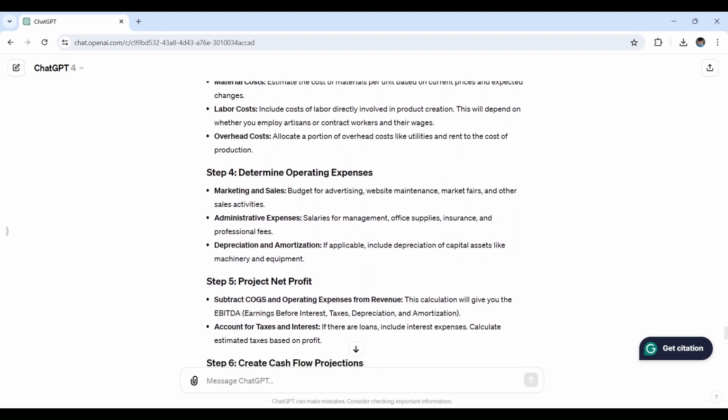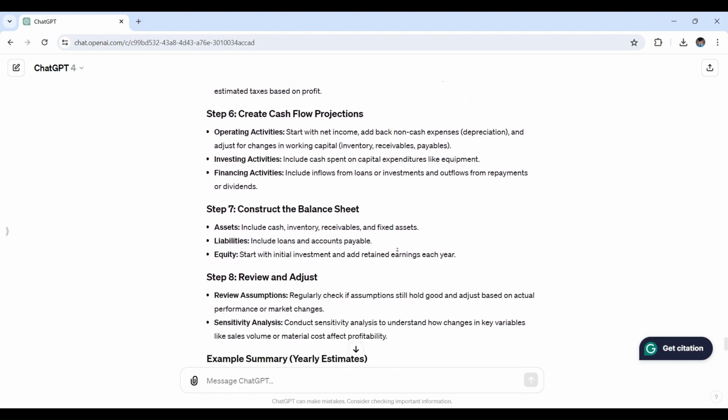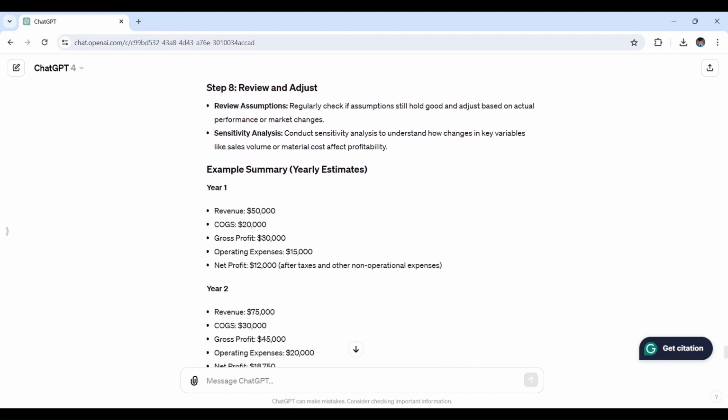And there you have it. You've just crafted a simple business plan with the help of ChatGPT. See you next time, everybody.